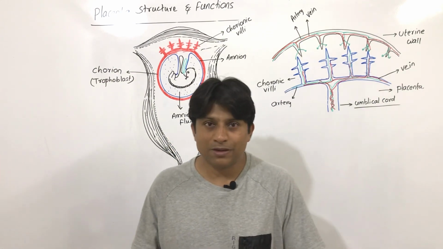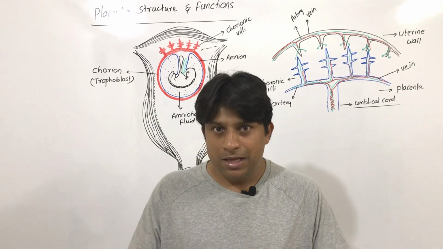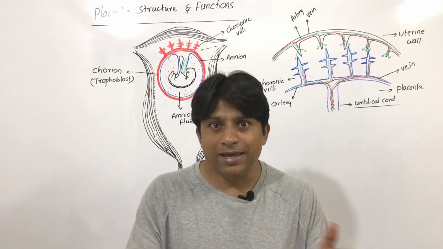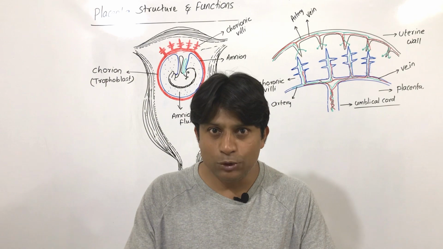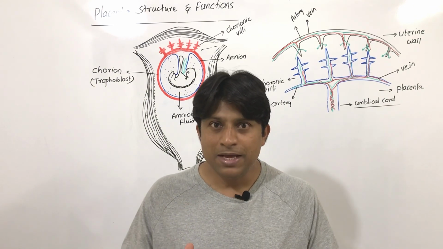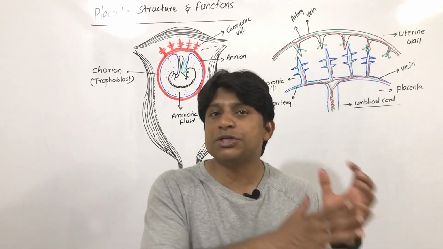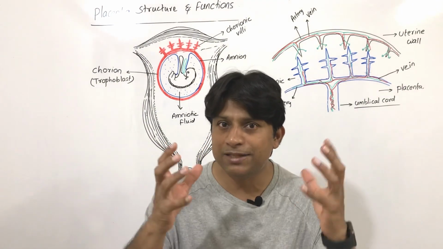During the initial stages of development, there are extraembryonic layers like amnion, chorion, allantois, and yolk sac. All these four extraembryonic layers are formed. Here, chorion is involved in formation of placenta. So let us find out how exactly this is formed.